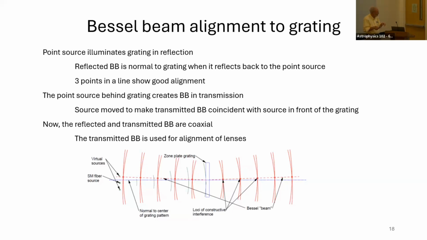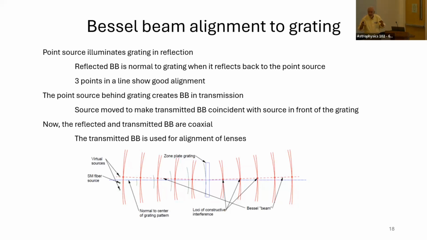This slide is to show what happens both in transmission and reflection. The blue line here is normal to the grating and goes through the very center of the pattern. If my fiber doesn't lie on that normal to the center of the pattern, the spherical wavefront coming from it creates a reflected Bessel beam that comes back exactly on the opposite side of that reference. The transmitted Bessel beam is on a line that's in line with your fiber source.